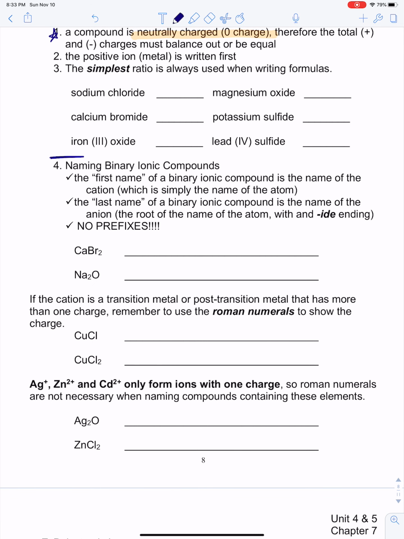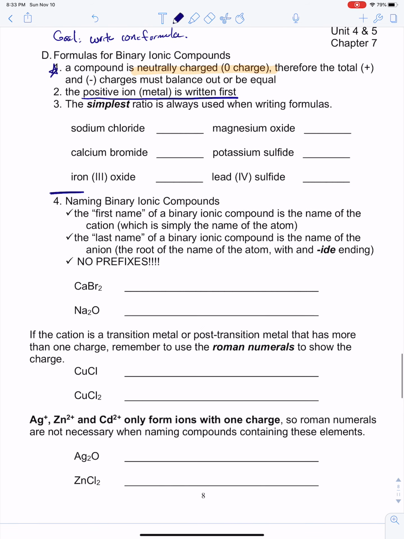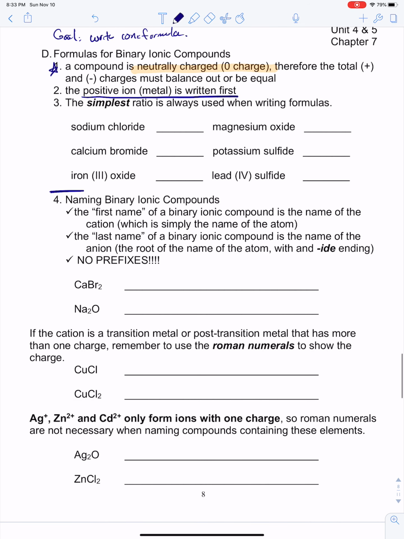And then the second thing we're going to do is, well, I guess this one right here, positive ion. The metal is going to be the first name of this particular compound. When we're talking about binary ionic compounds, we're talking about compounds made of 2 ions, one positive ion, one negative ion. Binary means 2. So when we write the compound, the positive ion, the metal, is going to be written first. And it's always going to be written in the simplest whole number ratio when we're writing the formulas.